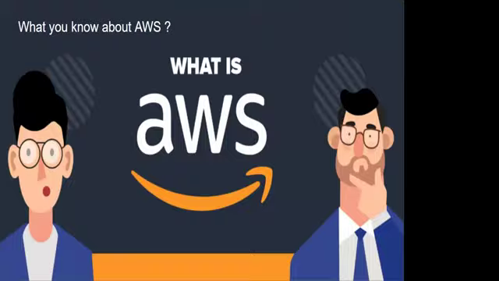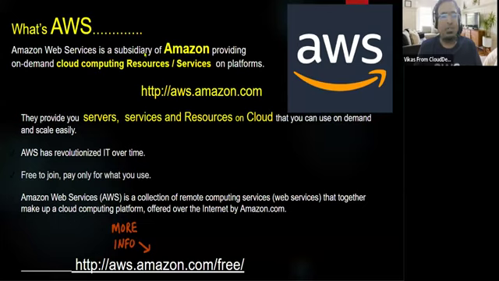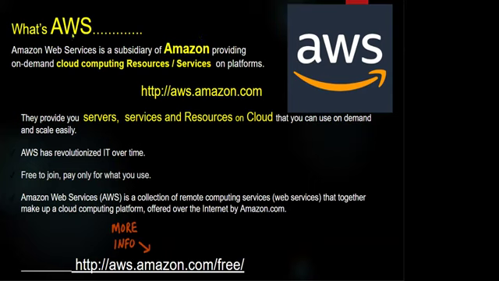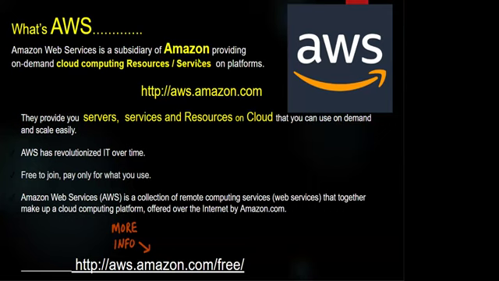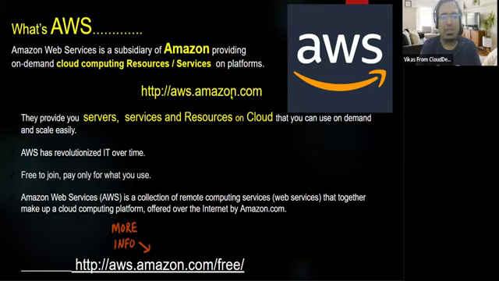Okay, so let me speak, no need to worry. AWS is a subsidiary of the company Amazon. It provides on-demand cloud computing resources and services on their platform. What is their platform? The platform is aws.amazon.com. If you click on that, we will land on the AWS homepage.